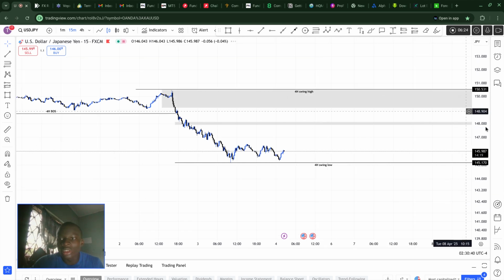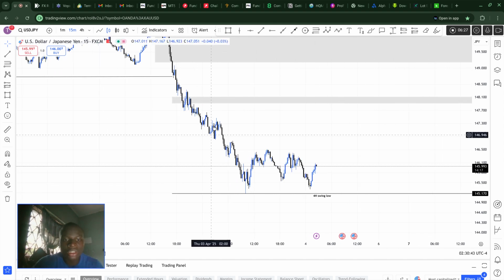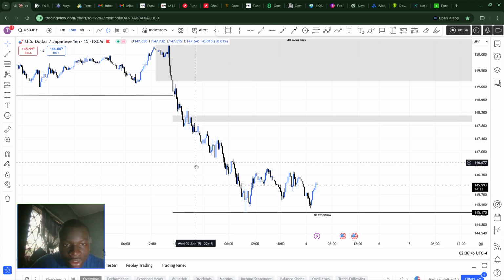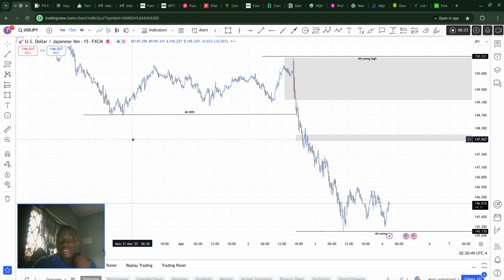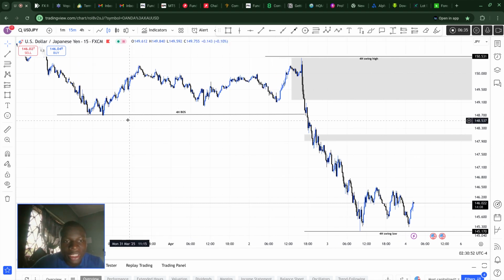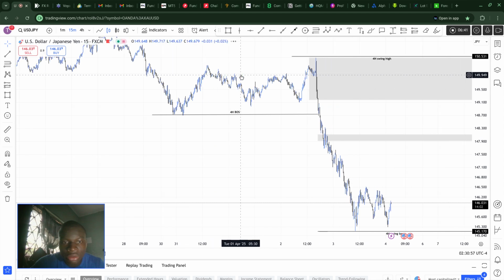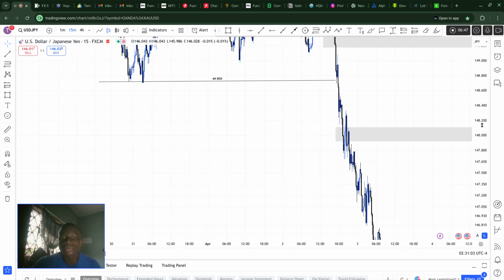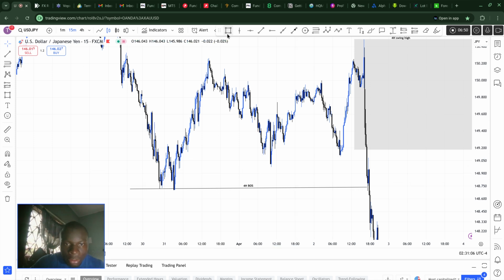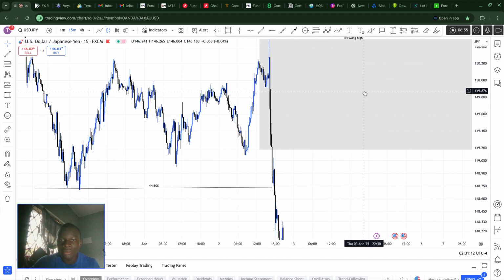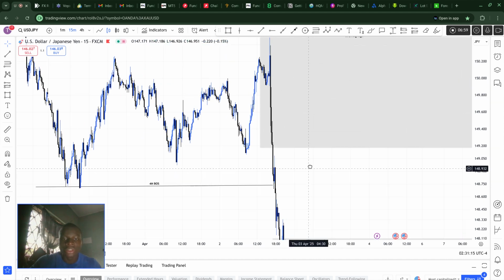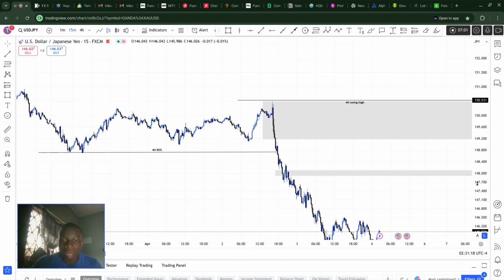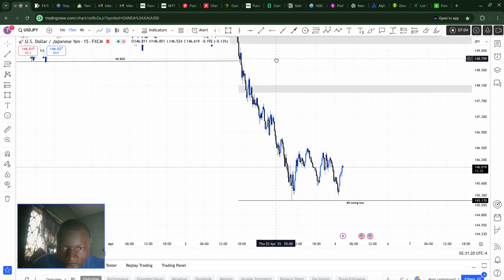So this is my M15. On M15, this is the point where the market switched bullish. You see bullish here. We are bullish, then bearish, then bullish again, and we take this out. Then from here, we are bearish.